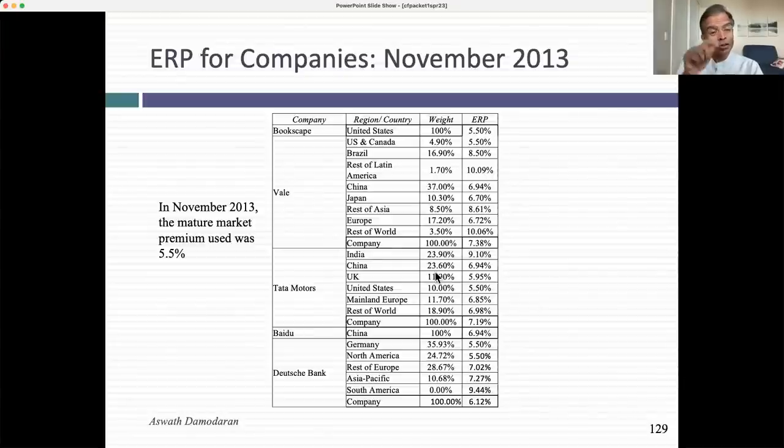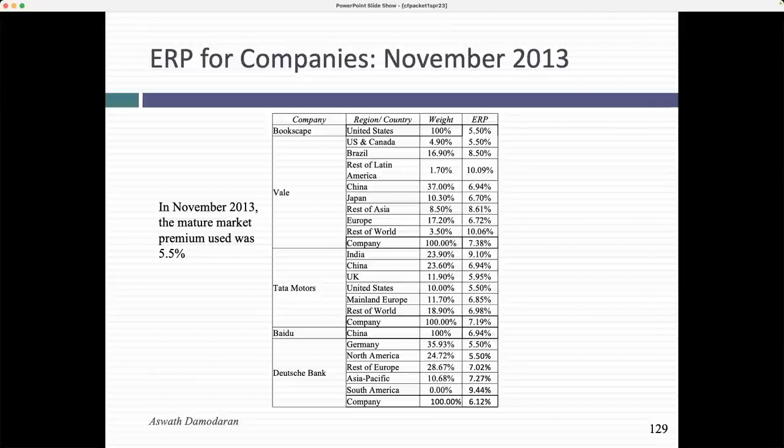Tata Motors, very close. India is 23%. In fact, today, Tata Motors gets more of its revenues from China than it does India.